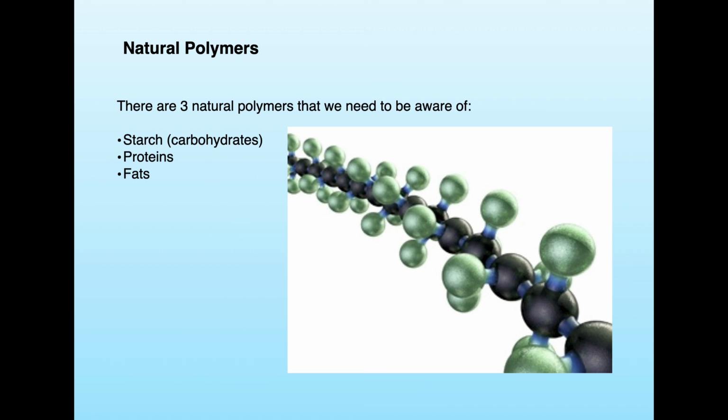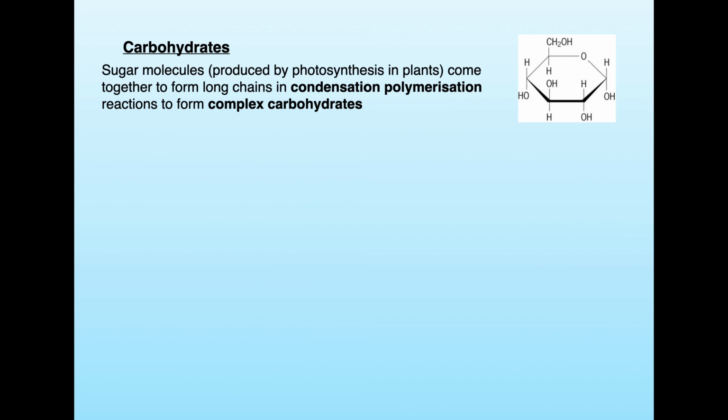Natural polymers. There are 3 natural polymers you must be aware of. And we're really going to focus on the first 2 because the last one seems to have dropped off the syllabus, fats. They're found in foods. You will have heard of starch, or carbohydrates and proteins and fats, kind of common words in everyday language.